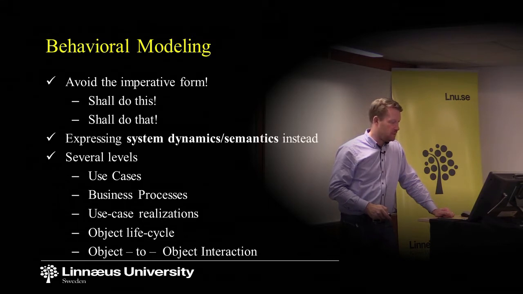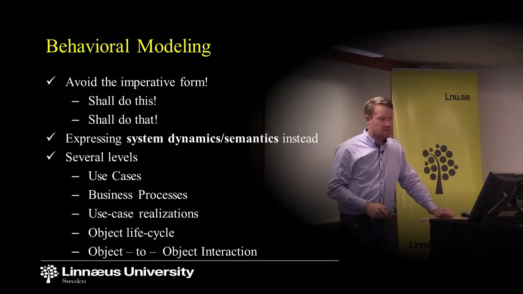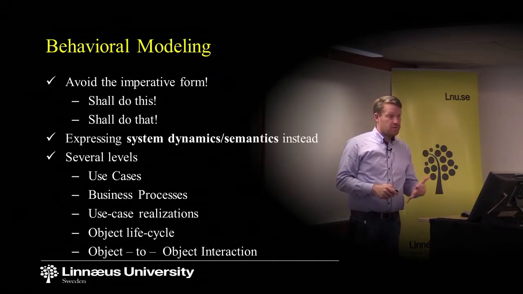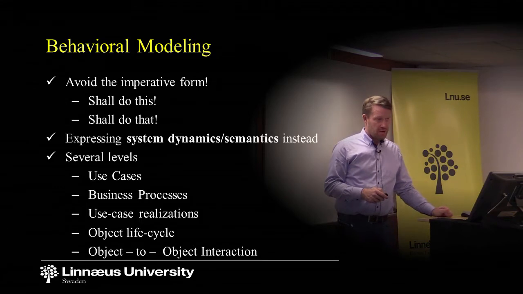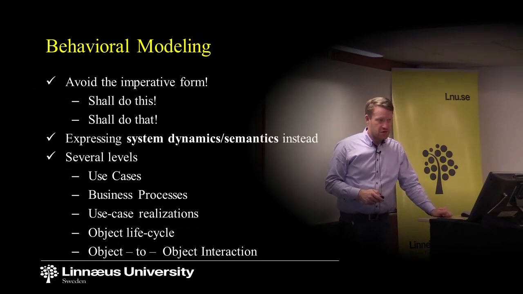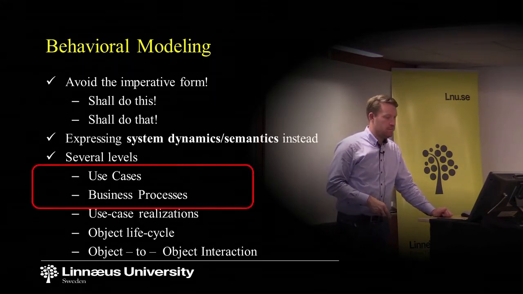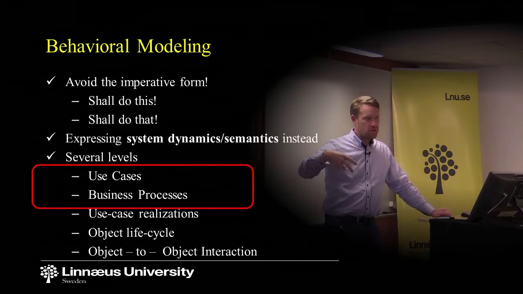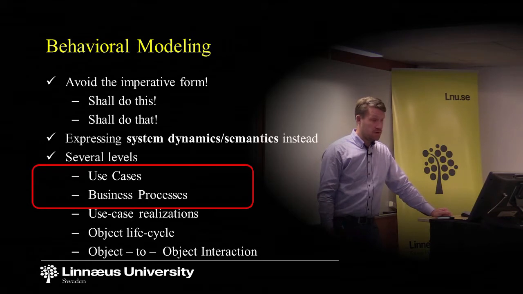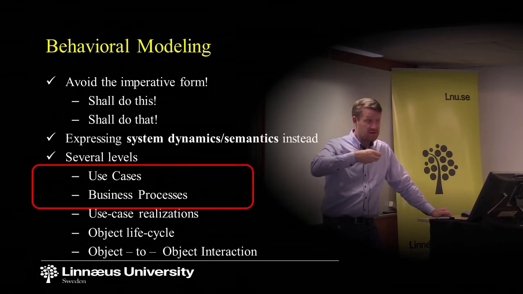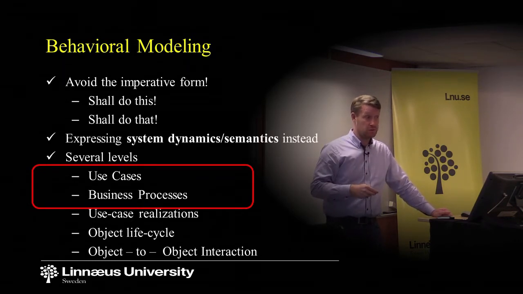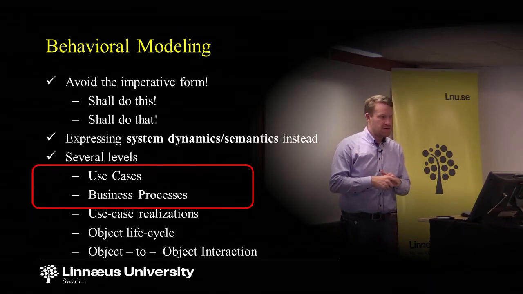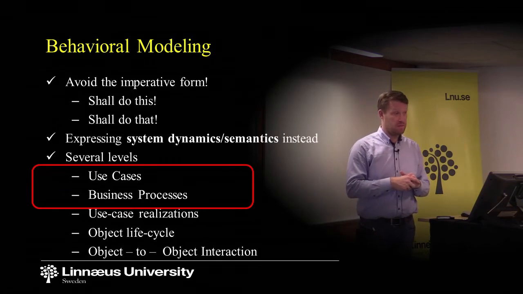So in the UML you will find support for many levels of behavioral models: use cases, business processes in activity diagrams, use case realizations, object life cycle, object to object communication. Our focus will be here. Next week we will say something about object-object interaction, just to take a step from requirements towards a solution. But for now, we just look at use cases and how to model business processes.